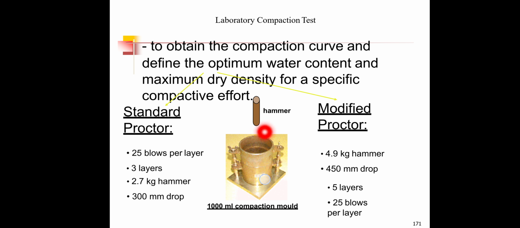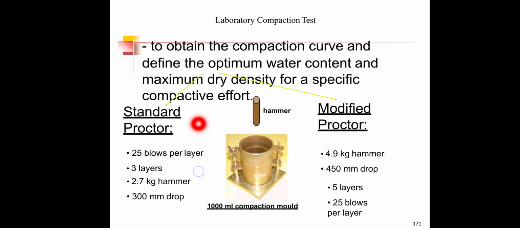The first layer will be placed, and we give 25 blows if it is the standard Proctor test. If it is the modified Proctor test, we apply 25 blows with 5 layers. Here it is 3 layers only, but the rammer will be different. The weight of the rammer in the standard Proctor test is 2.7 kg, whereas in the modified Proctor test, the weight of the rammer is 4.9 kg. The height of fall here is 310 millimeter, that is 31 centimeter, roughly 30 centimeters. In the modified test, the height of fall will be 45 centimeter or 450 mm.